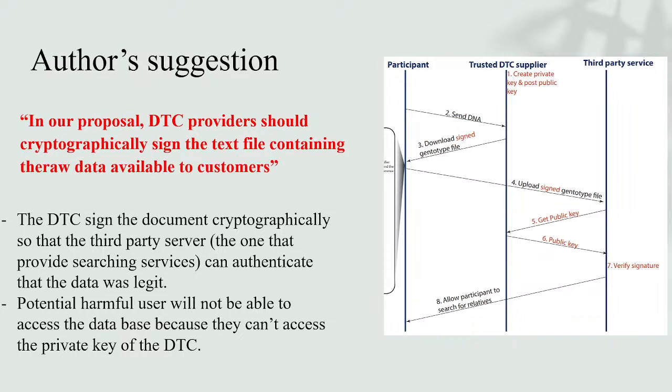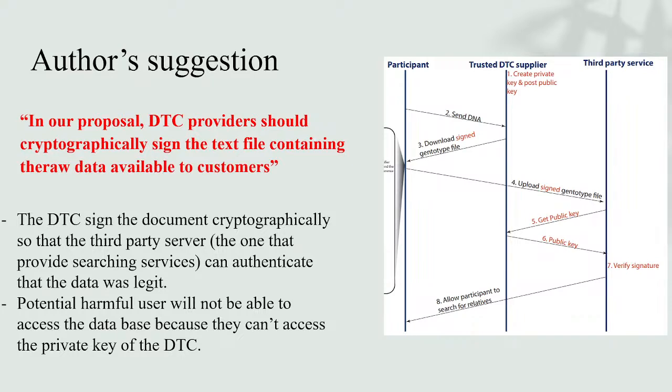In their proposal, the DTC provider should cryptographically sign the text file containing the raw data available to customers. Now, I'm not familiar with cryptographic signatures. I'm not a bioinformatician, or biologist to be exact. But anyway, what it means is that the DTC now has to put a signature in their file so that the third-party service, when they receive that file and receive that request to use the database, can know that, oh, this is from a trusted DTC provider.